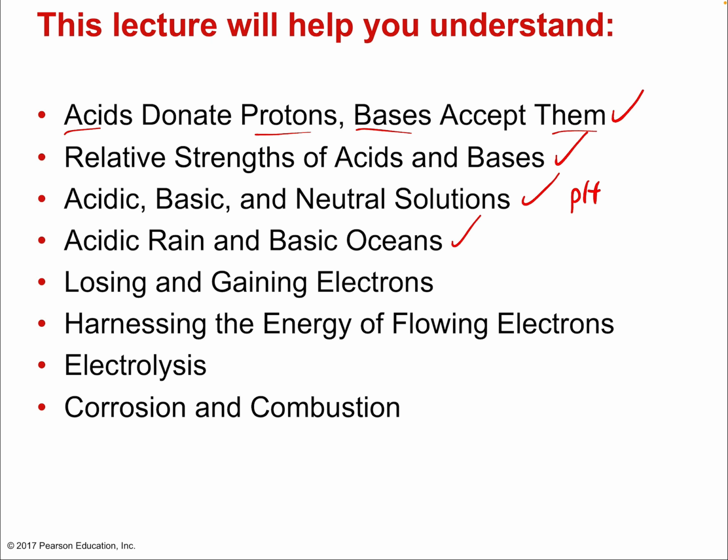Then we're going to get into oxidation-reduction reactions, which is the losing and gaining of electrons. We'll compare the two, because there's going to be a good way to memorize why these two reactions are so fundamental and so important, but we'll come back to that. Then we'll talk about harnessing the energy of flowing electrons, since losing and gaining electrons leads to that idea of energy flow and how you can get something like a chemical battery to create a current. We'll talk about electrolysis, corrosion, and combustion, but just briefly.